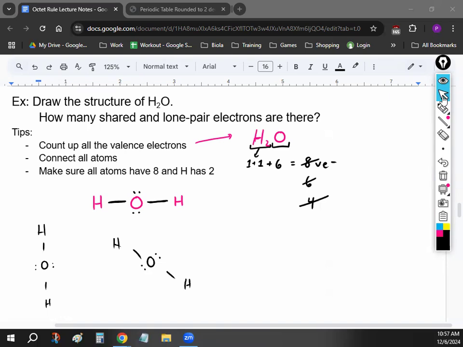All right, any questions on that one? It is going to get a little bit more complicated. We're going to slowly add atoms to it, but that's the general gist of it. All right, you guys think you could try one on your own? Okay, let's try one on our own.